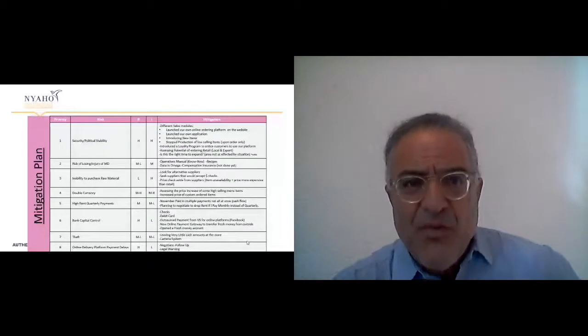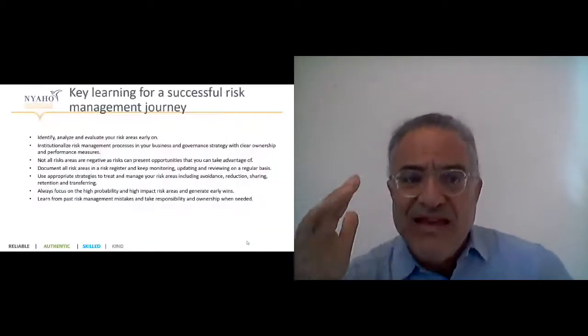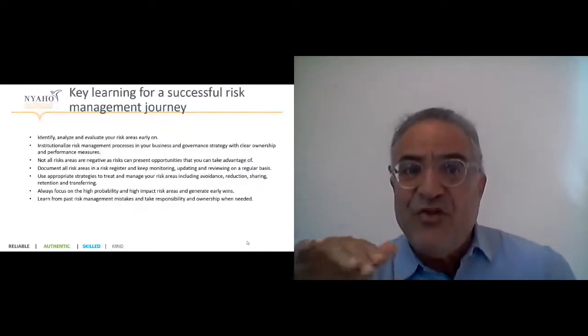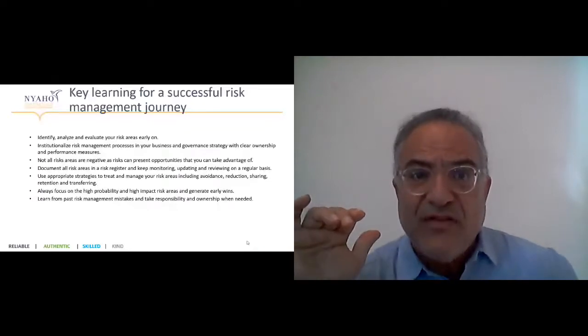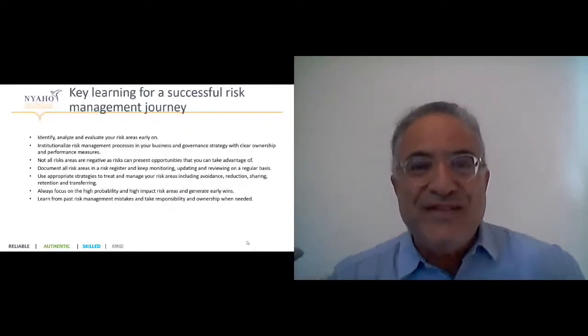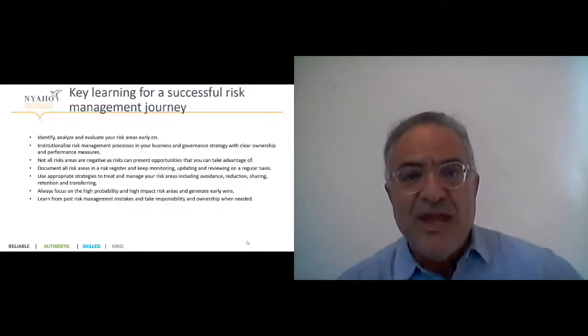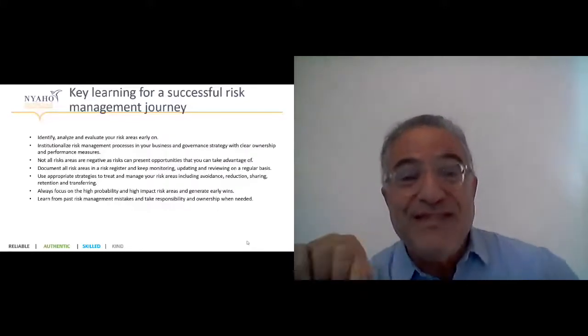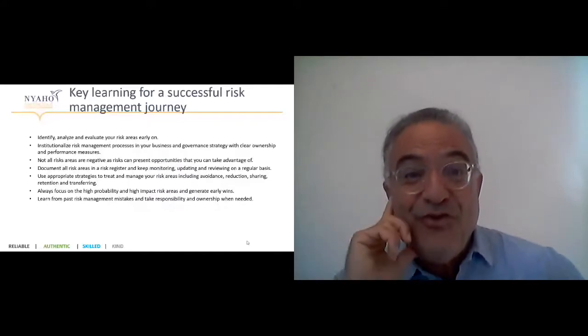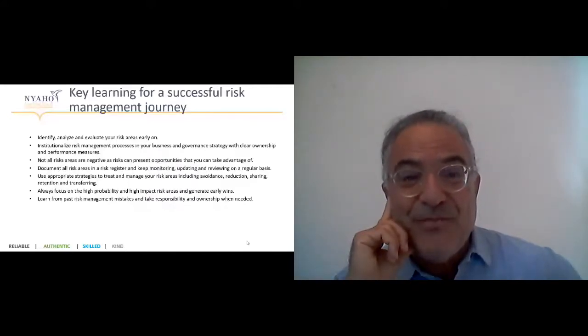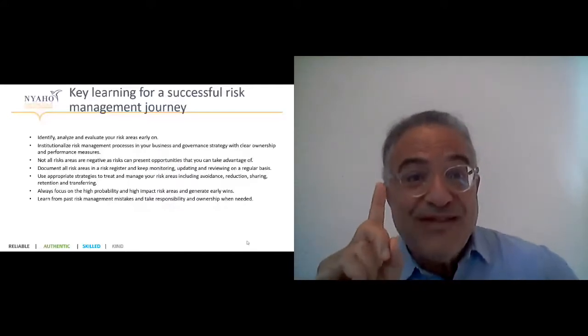Now, so what are the things behind it? Identify, analyze, and evaluate the risk early on. Don't wait for the crisis, and you need to do this on a consistent basis. Every 6 months, every year, at least be able to do this. Make sure that this is part of your process, governance process within your organization. Don't take all risks as bad.